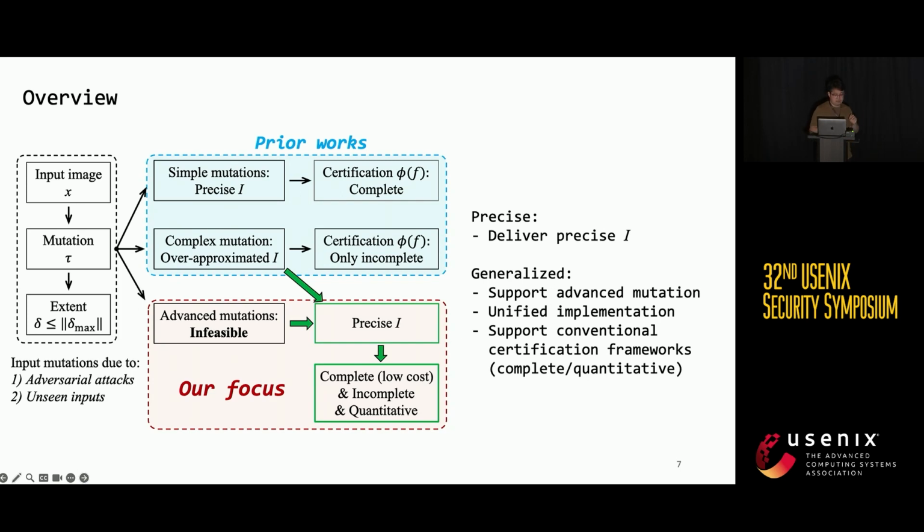Our work is orthogonal to existing neural network certification works. It aims to solve the input space representation problem. It is precise because we aim to obtain precise input space for diverse real-world mutations. And our work is also generalized because we aim to support the advanced mutations I just mentioned in previous slides. We also aim to implement different mutations in a unified manner and incorporate our techniques into conventional certification frameworks to enable different certifications such as complete certification and also quantitative certification.